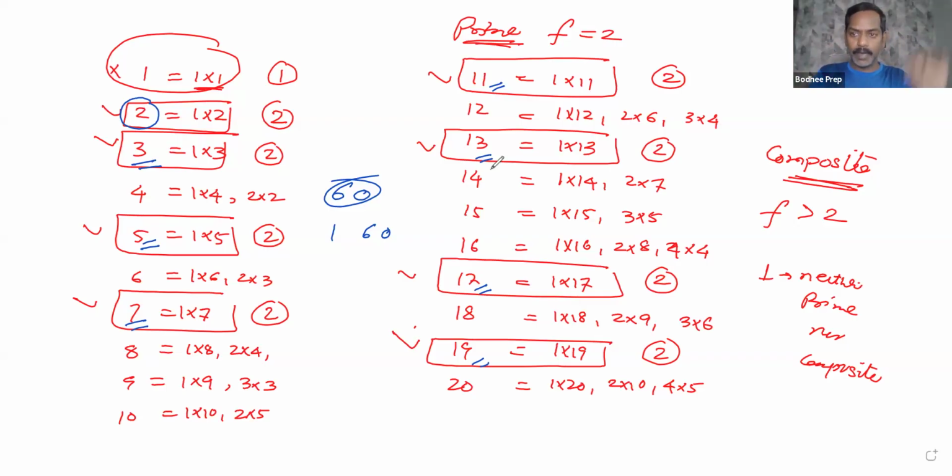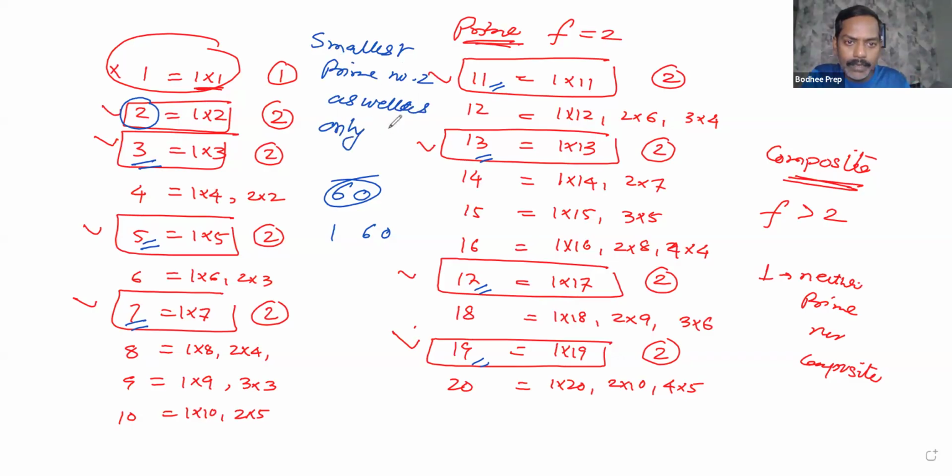So a prime number other than 2 has to be an odd number, right? Or we can say that 2 is the smallest prime number, as well as the only even prime number. That's what we can say, right? So this was just by observation. It is very, very crucial. We'll be using it, right?